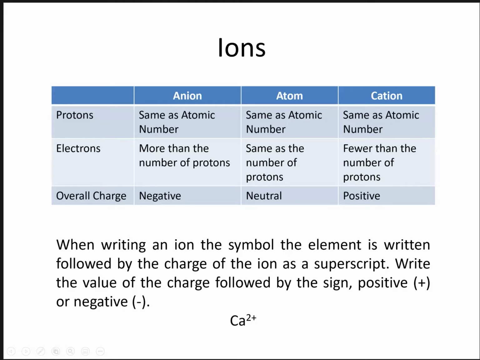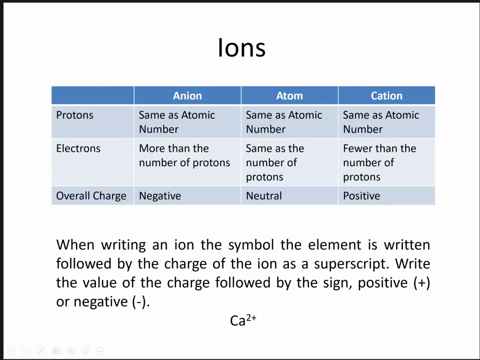If you have a neutral atom, then you have equal number of protons and electrons. And if you have a positively charged atom, known as a cation, then you have fewer electrons than protons, resulting in an overall charge that's positive. So what we find is that electrons are the currency in which chemical reactions take place.